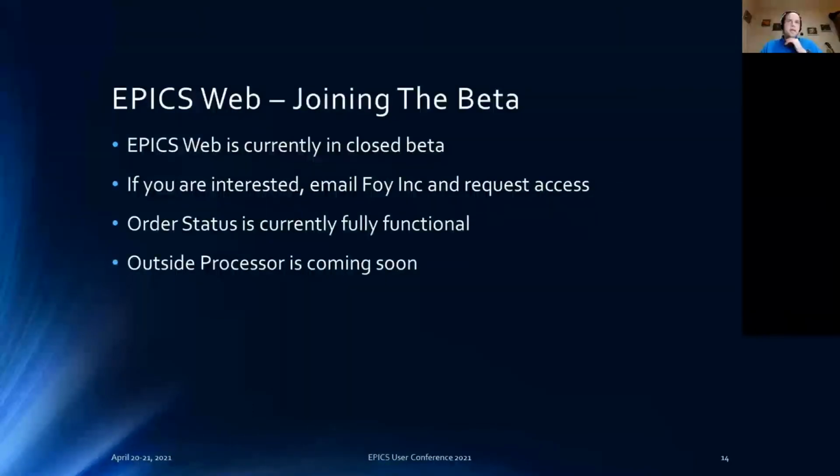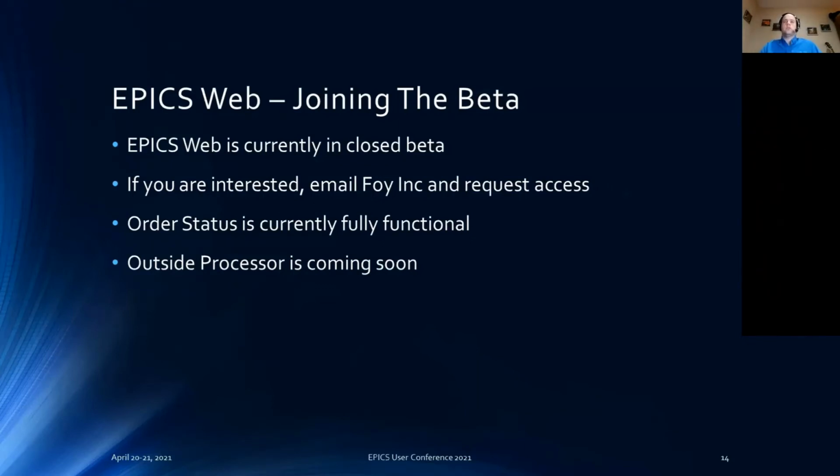So if either of these things sound like something that would be helpful to you, either the order status or the outside processor, EPICS Web is currently in closed beta, but if you're interested, you can email FOIA Inc. and request access, and we can see about getting you set up. Like I said, the order status is currently fully functional. If you're interested in beta testing that, we can get you set up on that very quickly.